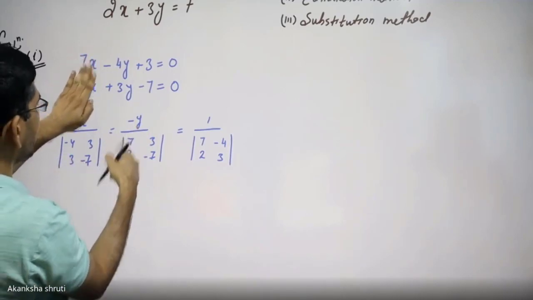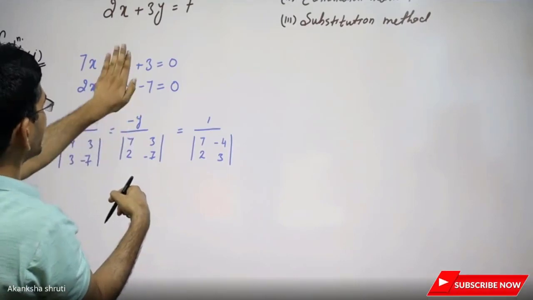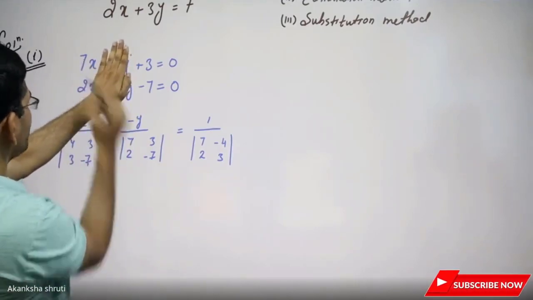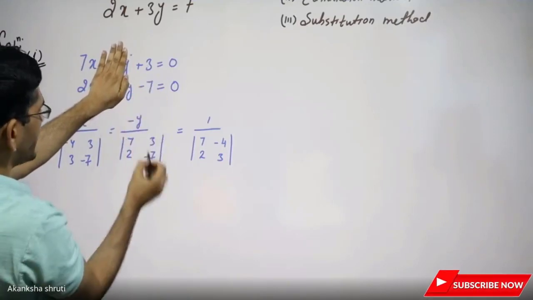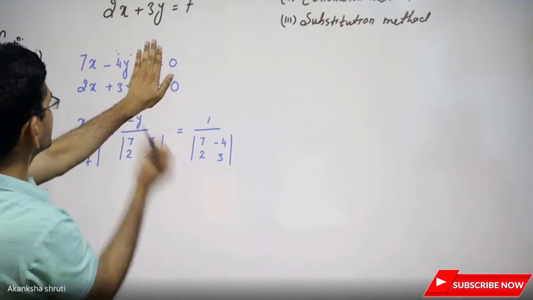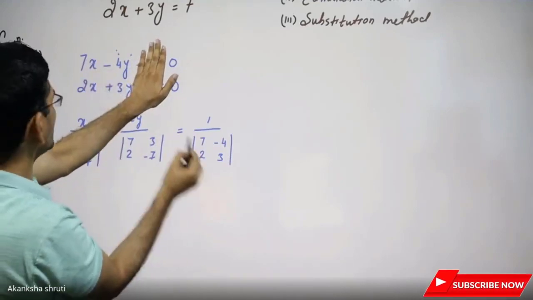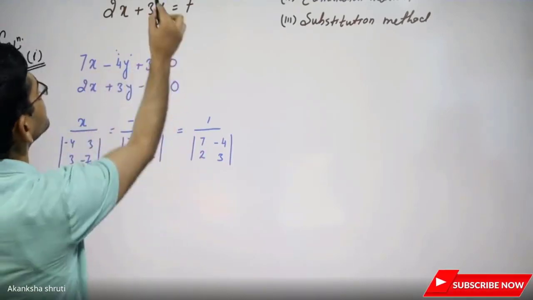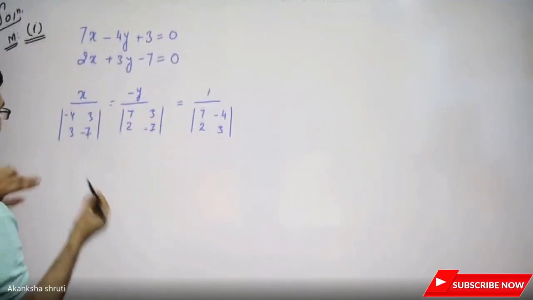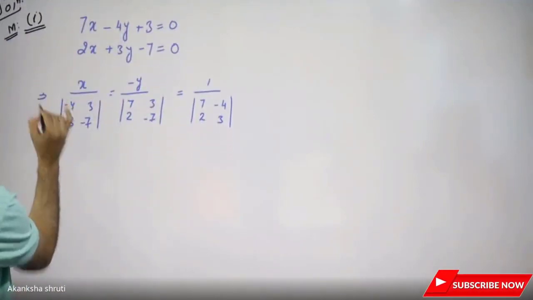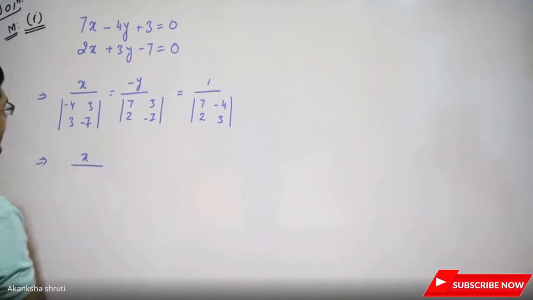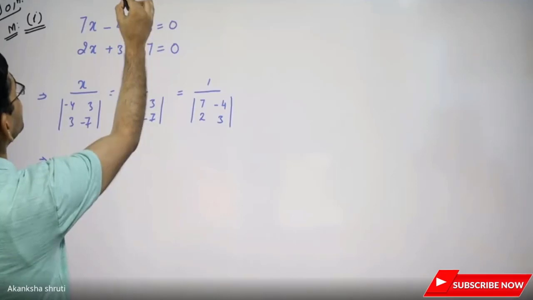Next for y, keep in mind it is negative, it is hidden now, then 7, 2, 3 and minus 7. Then for the constant, hide it, write this number 7, 2, minus 4 and 3. It's that simple, students. After this, write in the next step: this becomes x divided by, what is the value of this array?